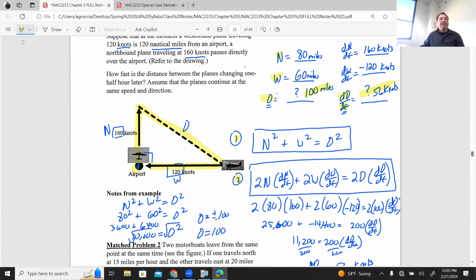Okay, what else do I know? I know that the westbound plane is going negative 120. Again, negative because it's going towards the airport, 120 knots. The northbound is going away from the airport at 160 knots. And the distance between them, how is that changing? 56 knots. Okay, take a minute, see if it makes sense.